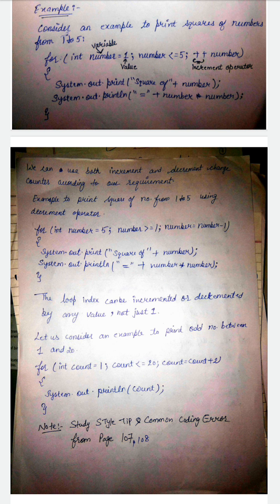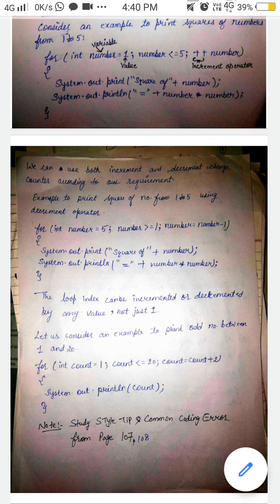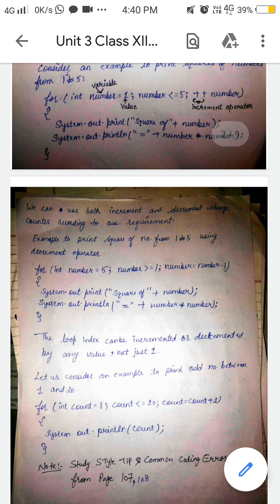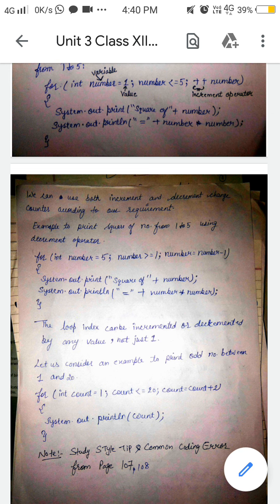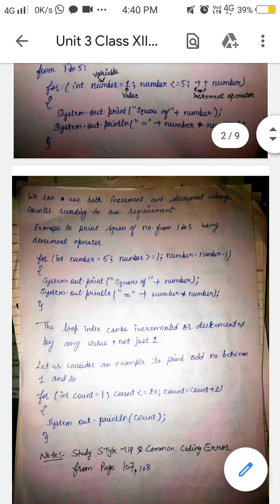After the execution of these two statements, again the control will come to plus plus number, and here our number will now become 3. Again the test condition will be checked: 3 less than or equal to 5. Yes. So it will print square of 3 is equal to 9. Similarly, number will get incremented by 1 again, so 3 plus 1 is equal to 4. Now number is 4, and 4 is less than or equal to 5. Yes, 4 is less than 5.